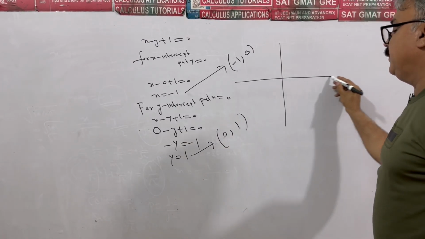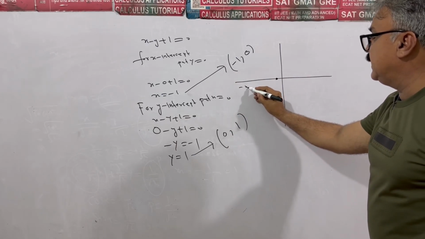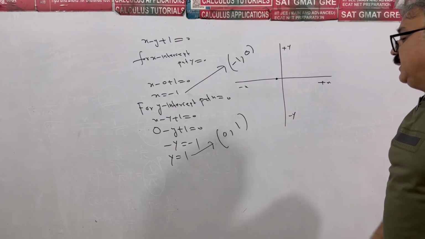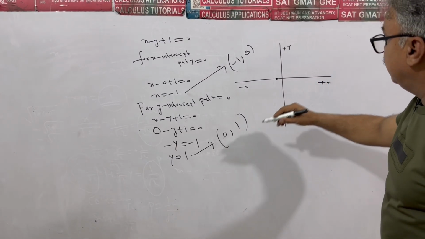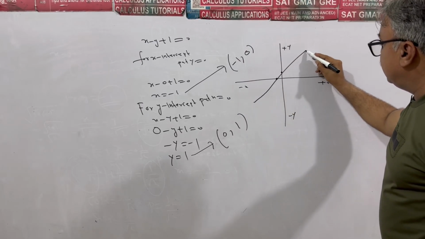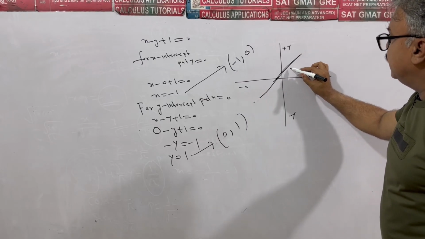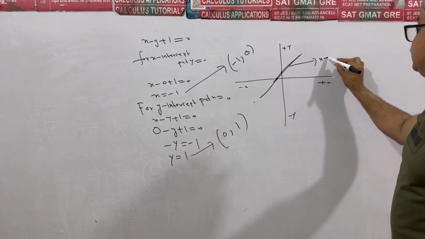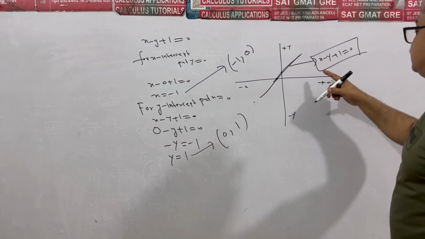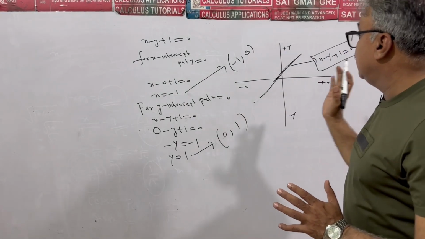Just plot them. One is negative here. On the left hand side, x is negative. On the right, x is positive. Upwards, y is positive. Downwards, y is negative. And y is 1, that's here. Any line passing through these 2 points is your required equation of a straight line. That is the graph of this straight line, x minus y plus 1 is equal to 0. That is the strategy to plot a straight line.